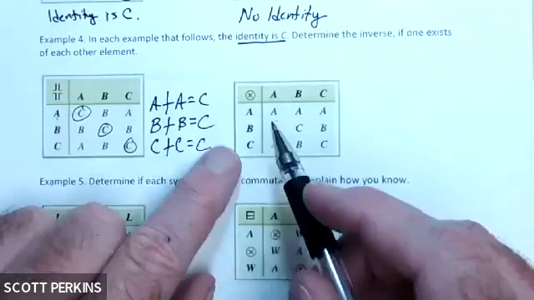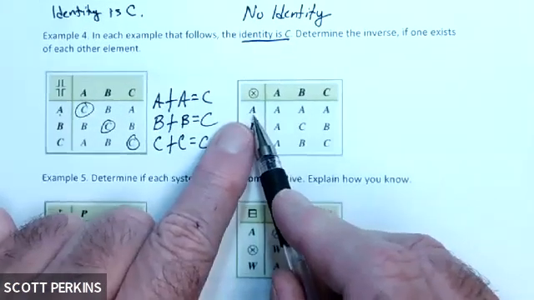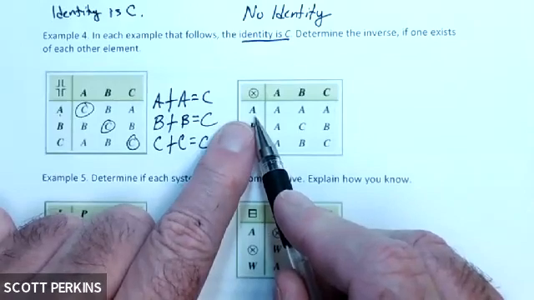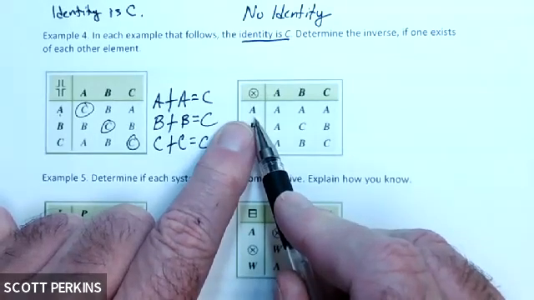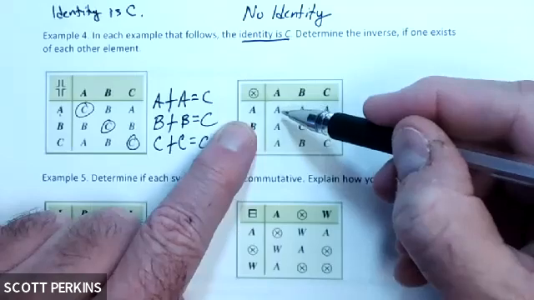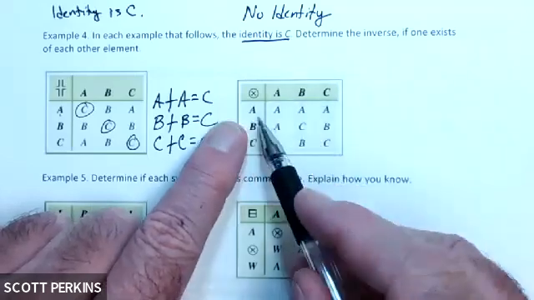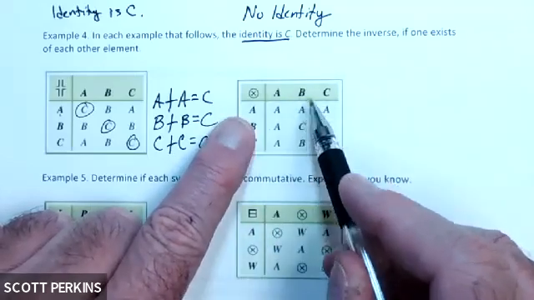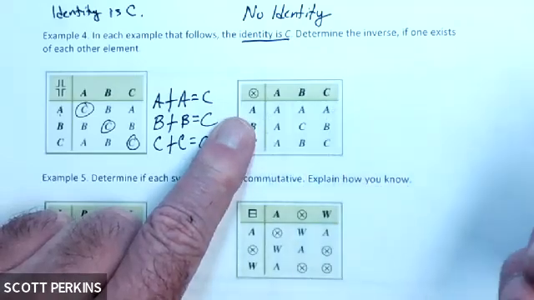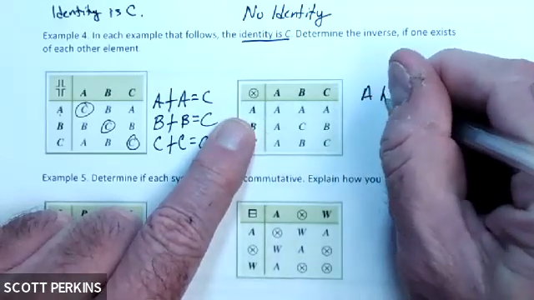Okay, so how about A? What do I combine with A in order to get the identity of C? There's no C in this row, right? A with A gives me A, with B gives me A, with C gives me A. So A has no inverse.